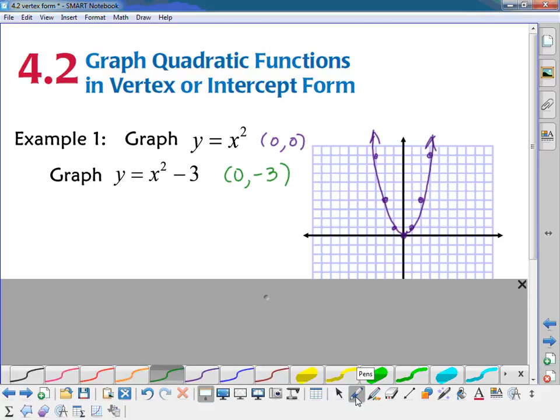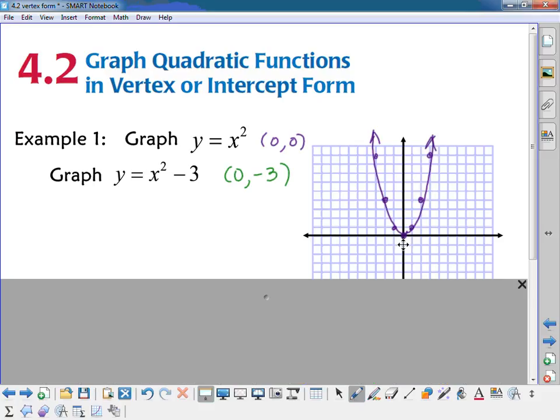Okay, so when we graphed that one, we started 3 lower, but it's the same shape, isn't it? So if I go over 1, I go up 1. If I go over 2, I go up 4. And if I feel like overachieving, I'll go over 3 and go up 9, right? And that'd be up here. Okay. All right. Now, here's where we're going to do something new.